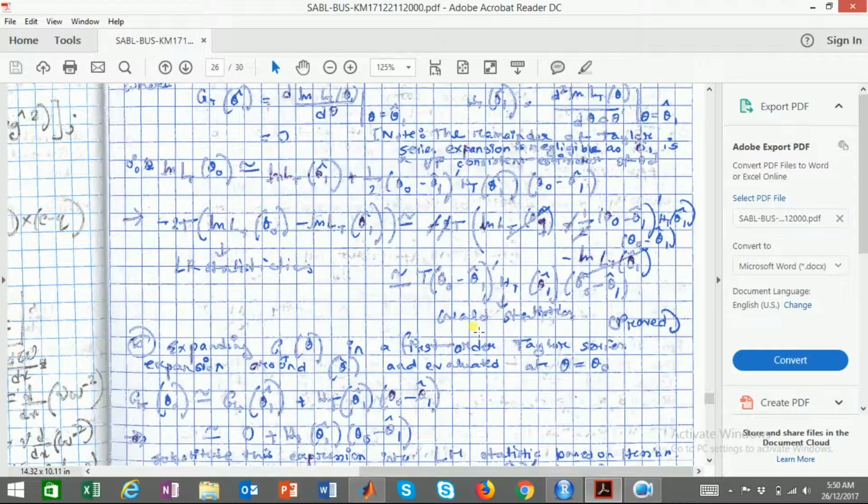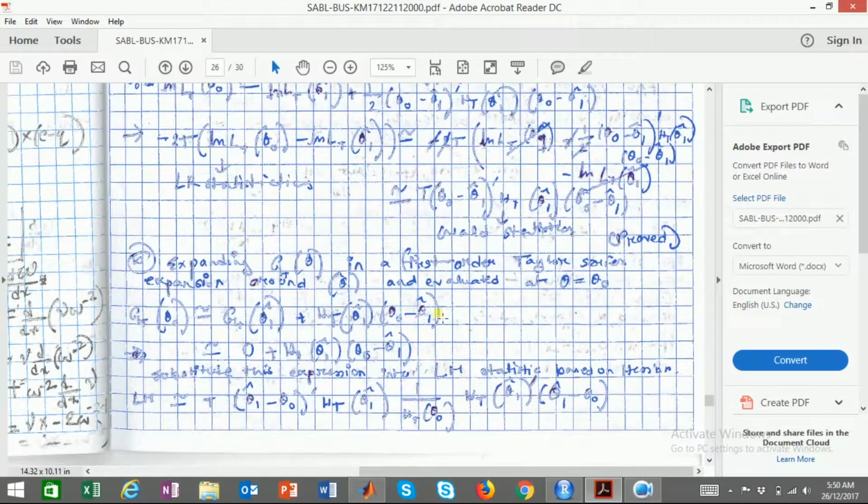So the asymptotic distribution converges to the Wald statistic. If we expand the gradient in a first order Taylor series expansion around theta evaluated at theta equal to theta naught. Previously we proved, in the multiple restriction case, that the Wald statistic becomes asymptotic. Asymptotically they converge. The distribution of the Wald statistic is the asymptotic distribution.